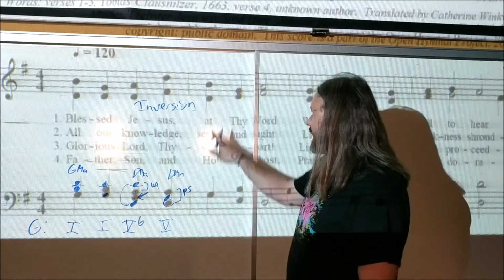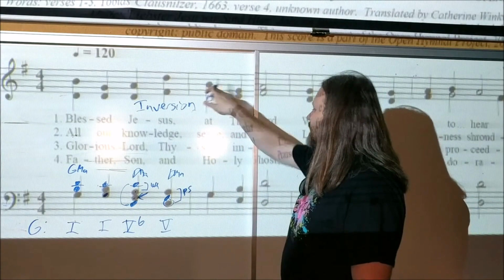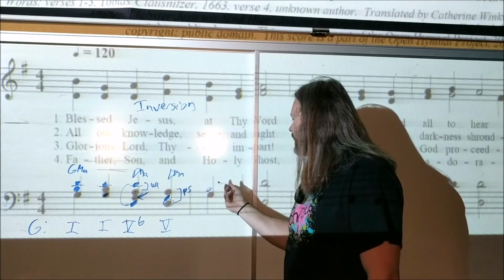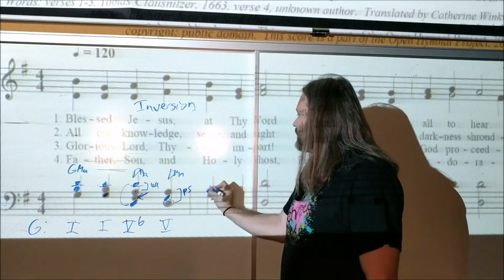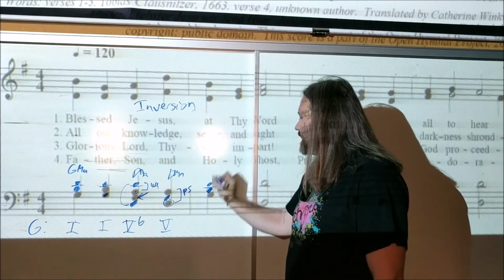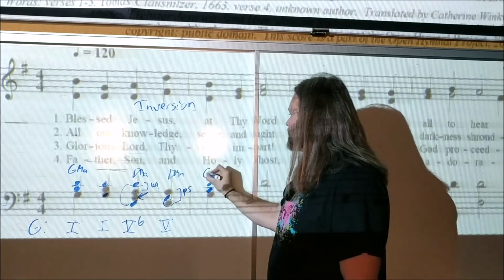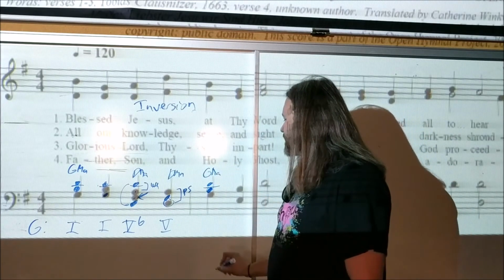Next chord, G, D, B. So let's do a B here, and we have a D. We'll do a D there. G, B, D. We'll recognize that one. It's G major, otherwise known as a G chord.